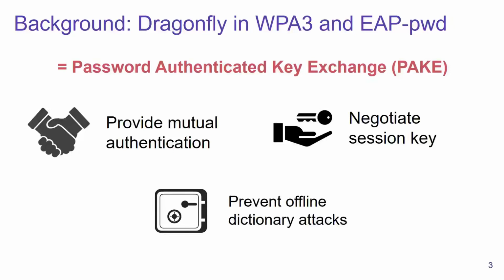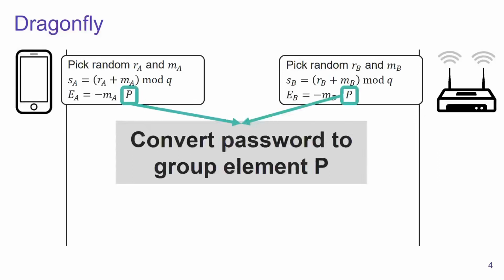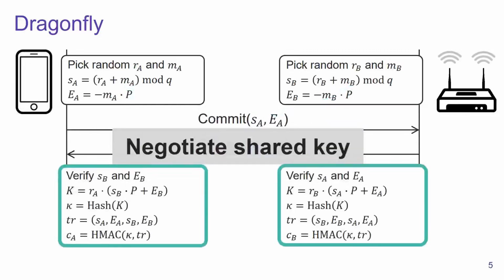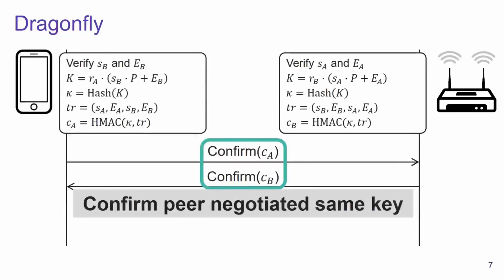So how does the Dragonfly handshake work? Well, before executing the Dragonfly handshake, the password, which may be stored in ASCII or in Unicode, needs to be converted into a so-called group element P, and this group element can then be used in the cryptographic calculations of the handshake. And once this is done, we can execute the commit phase of the handshake, which essentially negotiates a session key. After this, the confirm phase is executed, which confirms that both peers negotiated the same session key, and this also proves that they both possess the password.